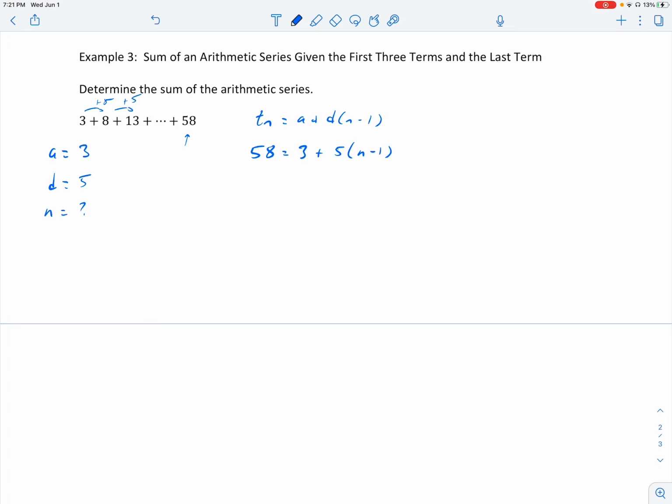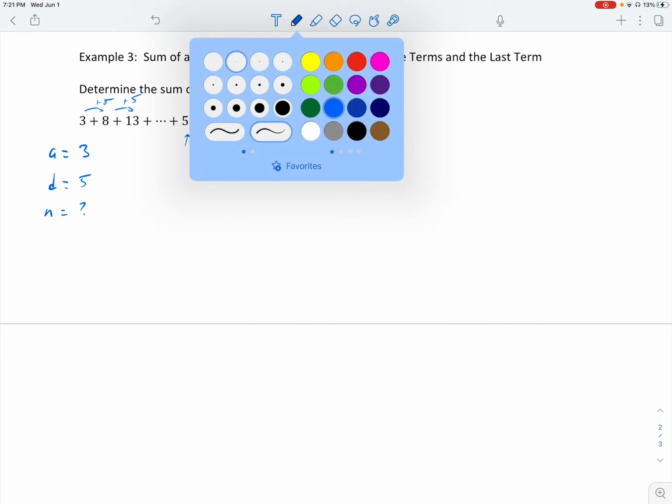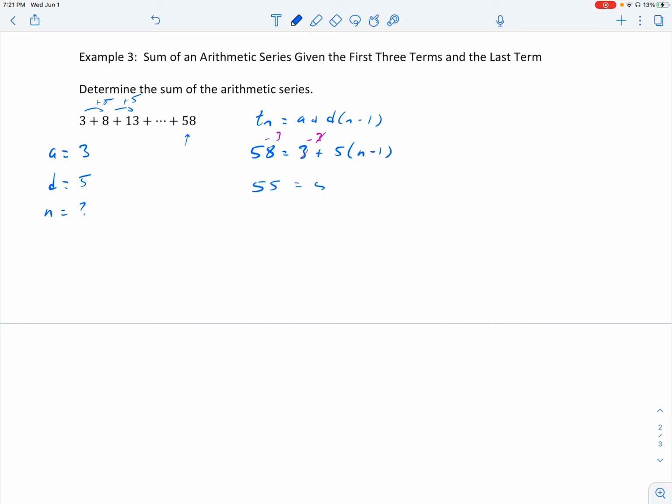Take away 3 on both sides. So we will end up having 55 equals 5 times n minus 1. Divide out the 5 on both sides. So we have 11 equals n minus 1. Add 1 to both sides. And we got n equal to 12. Now that we've done that, we can use our formula, because all our formulas always use n.